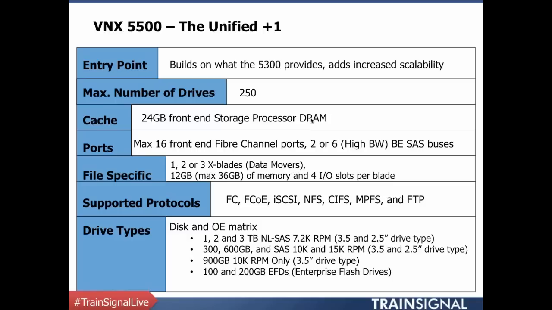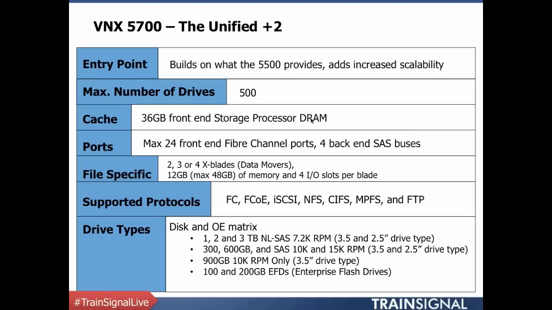And then the file-specific stuff, you're able to do 1, 2, or 3 data movers. And of course, right underneath that is all the memory capacity and I/O slots that you're able to do per blade. And then supported protocols and drive types are going to be the exact same for all the unified systems. So from the 5300 all the way up to the 7500, they're all unified capable. So you won't see the supported protocols or the drive types change in comparison across this line.